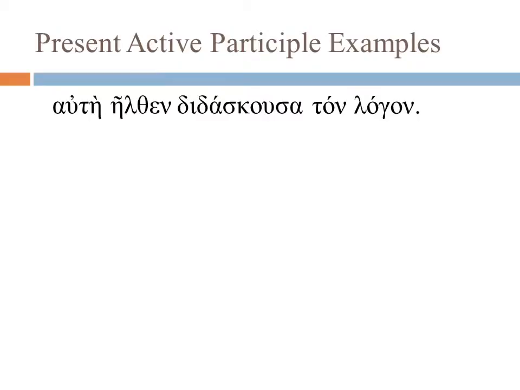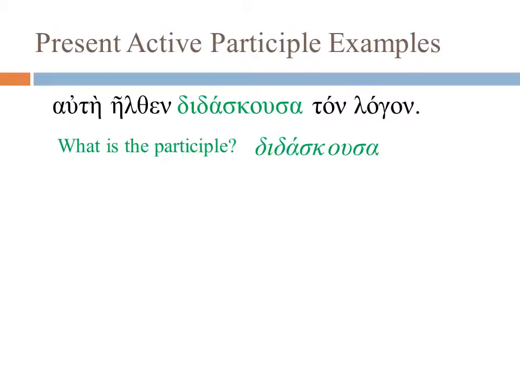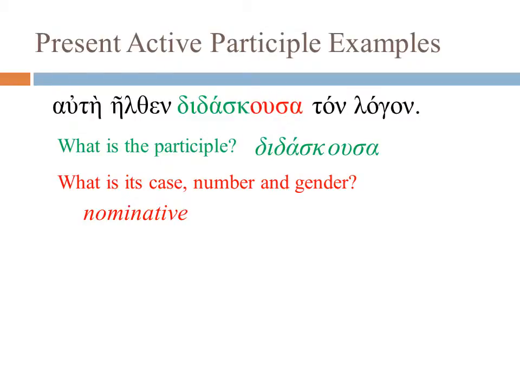Aute elthen didaskousa ton logon. Well, when we ask for the participle, we got a long one here. We have didaskousa, and that ousa ending just jumps right out at us. So when we ask case, number, and gender now, nominative, singular, but feminine, ousa, being.